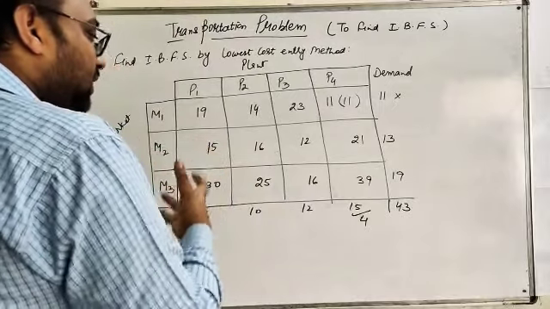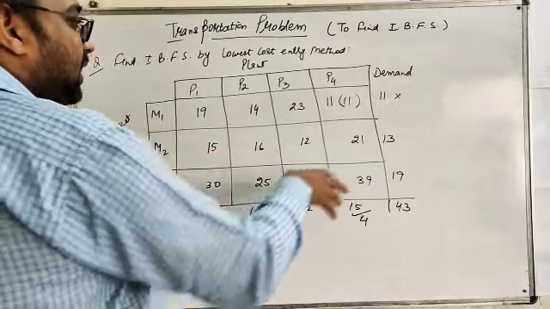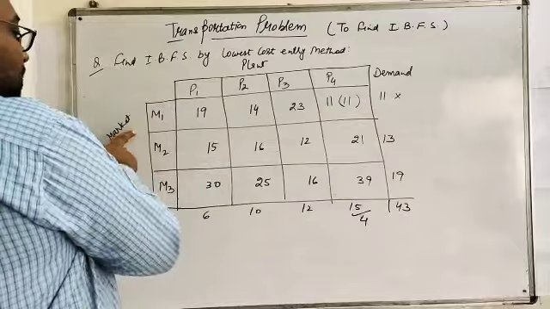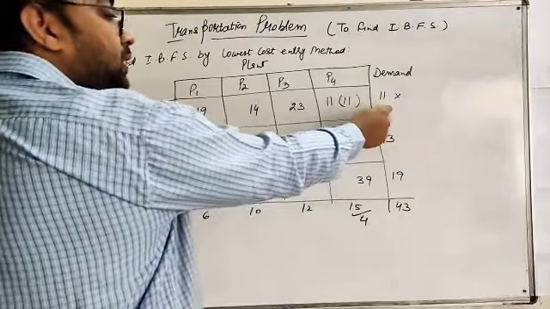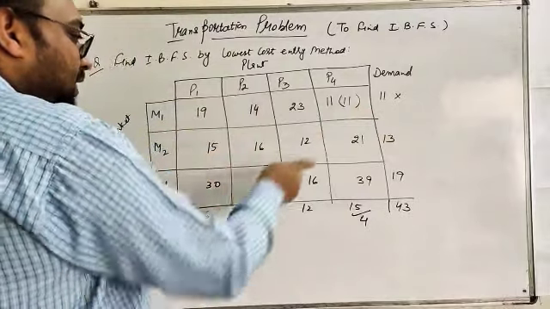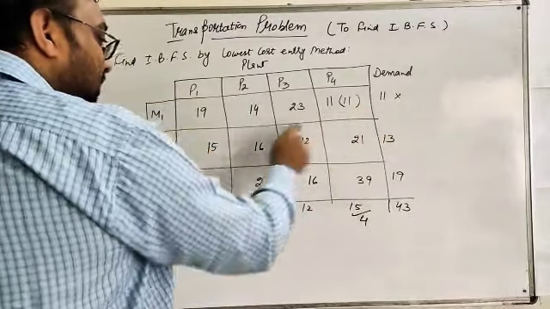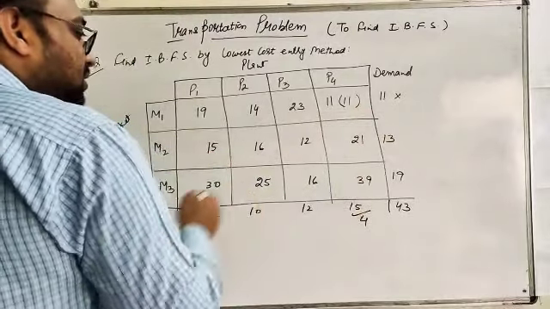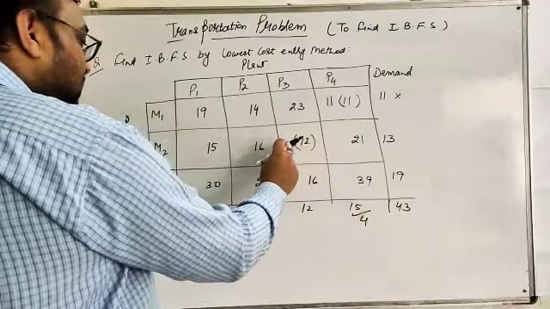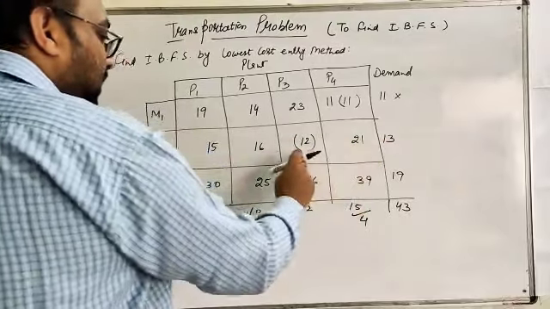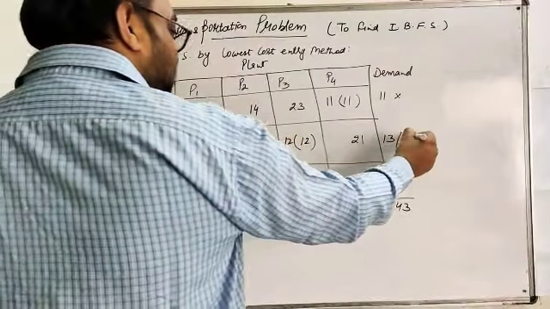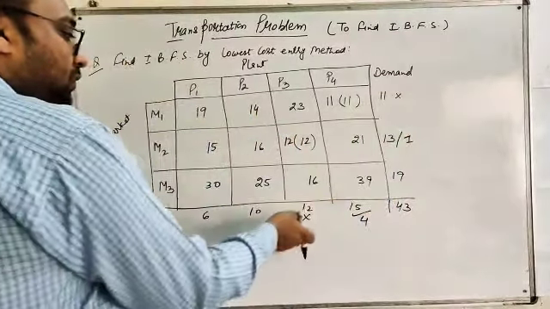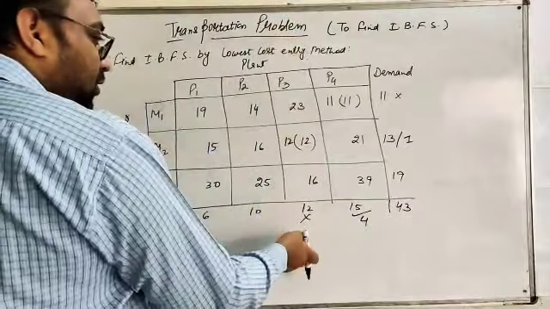Now we have to identify the second lowest element. First we cancel this particular row because all the demand of this row is fulfilled. Then we identify the minimum element from the remaining elements. The minimum element is 12. The corresponding demand is 13 and the supply is 12. So we fulfill this 12 on this, and what is remaining? 1 is remaining. Now we have to cross this particular column.